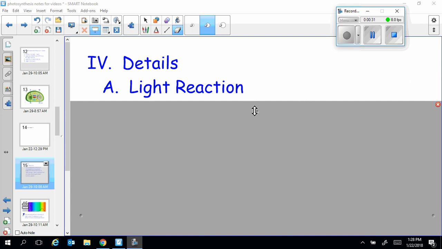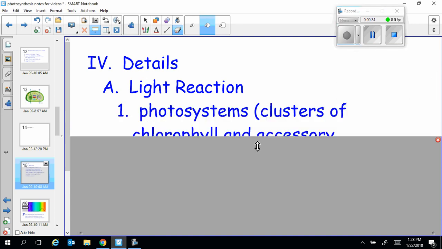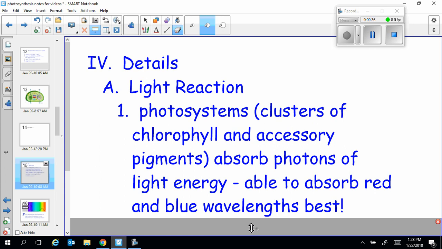So in order to have the light reaction, you got to start off with something that can actually absorb light. So we call these photosystems. Photosystems are clusters of pigments. The pigments could be chlorophyll, that's the most abundant one, or they could be accessory pigments. So there are xanthophylls and carotenoids. There's other pigments that are capable of absorbing different wavelengths of light, and they're not green. The chlorophyll ones are green, but not every pigment is green.